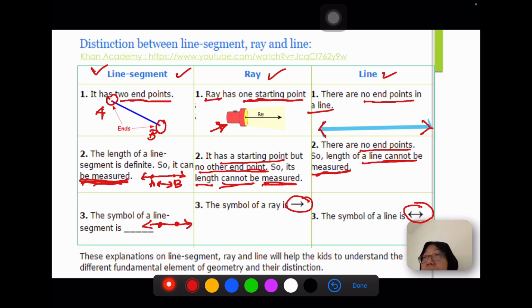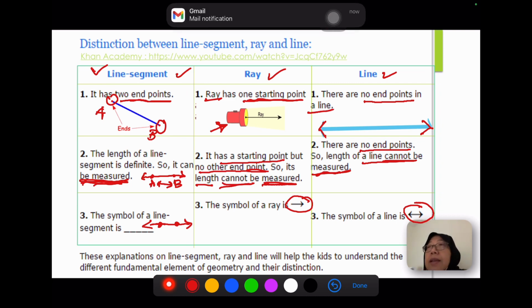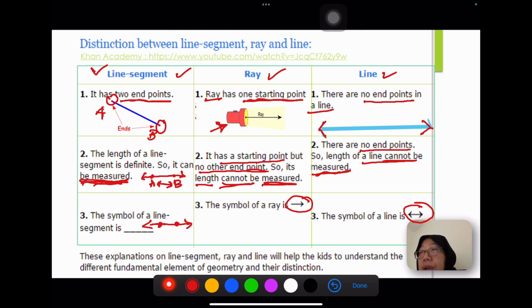So by being able to explain, compare and contrast these 3 types of lines, it will help the children or the students you are teaching to understand the different fundamental elements of geometry and their distinction.